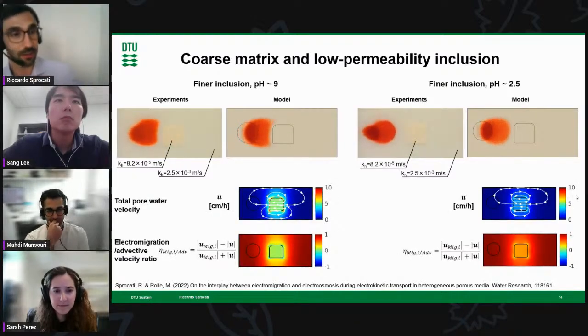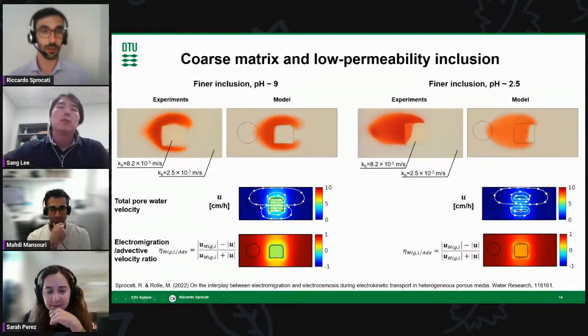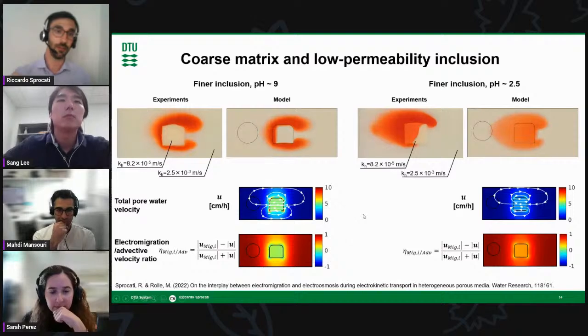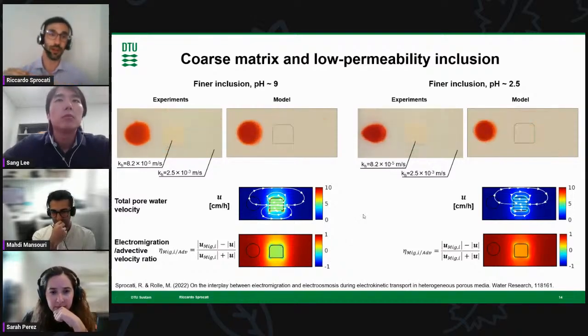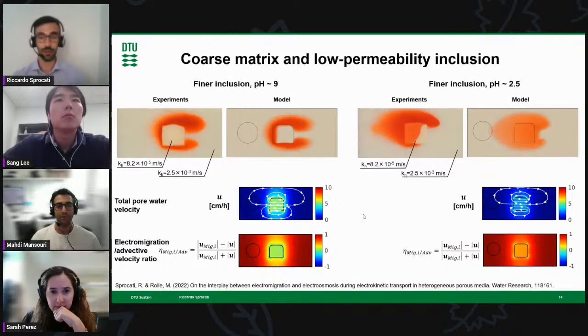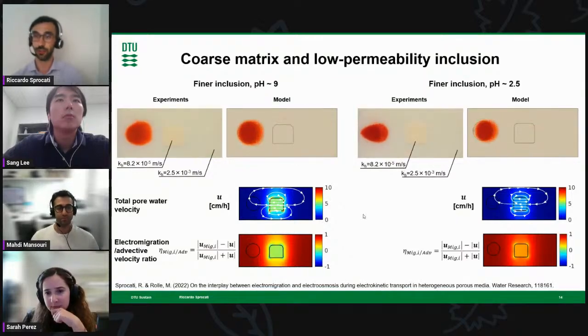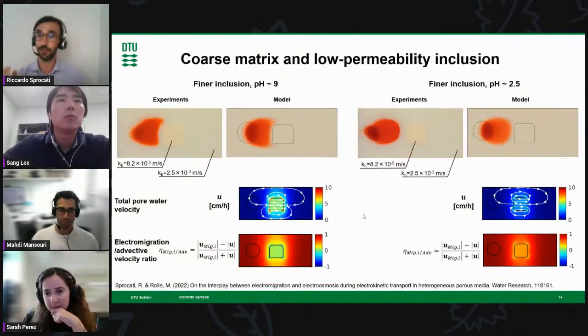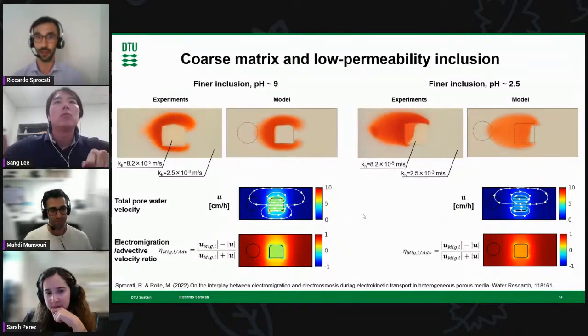And the overall effect is that if you just take a look at the total pore water velocity here, in the first case the inclusion acts almost like a pump. So you have an advective velocity pushing against, from right to left, pushing the Lua-Red outside from the inclusion. Whereas on the right side, when you have a low pH, the electroosmotic flow is reduced. So this pumping effect of the inclusion is almost completely eliminated.